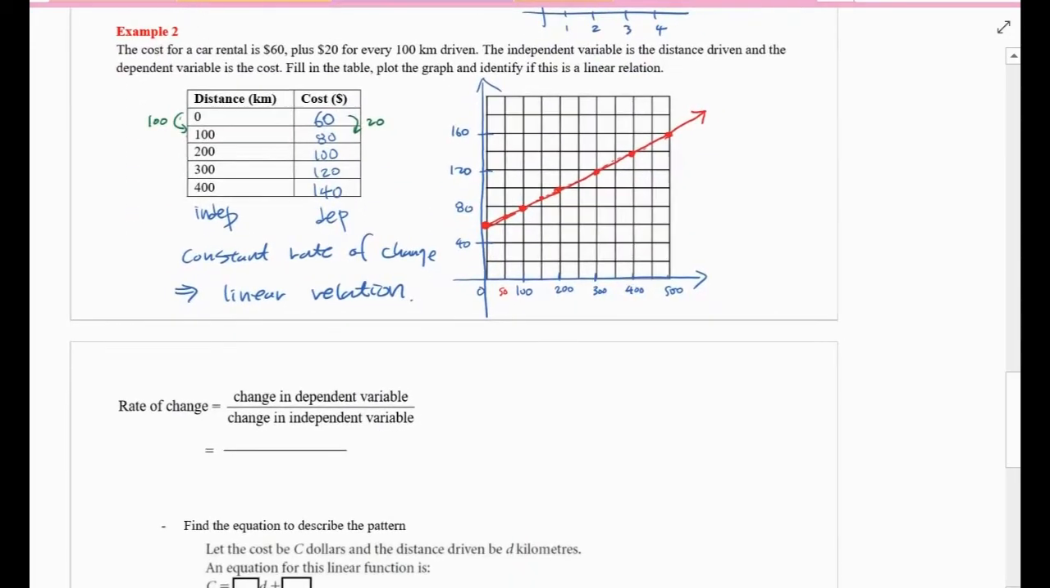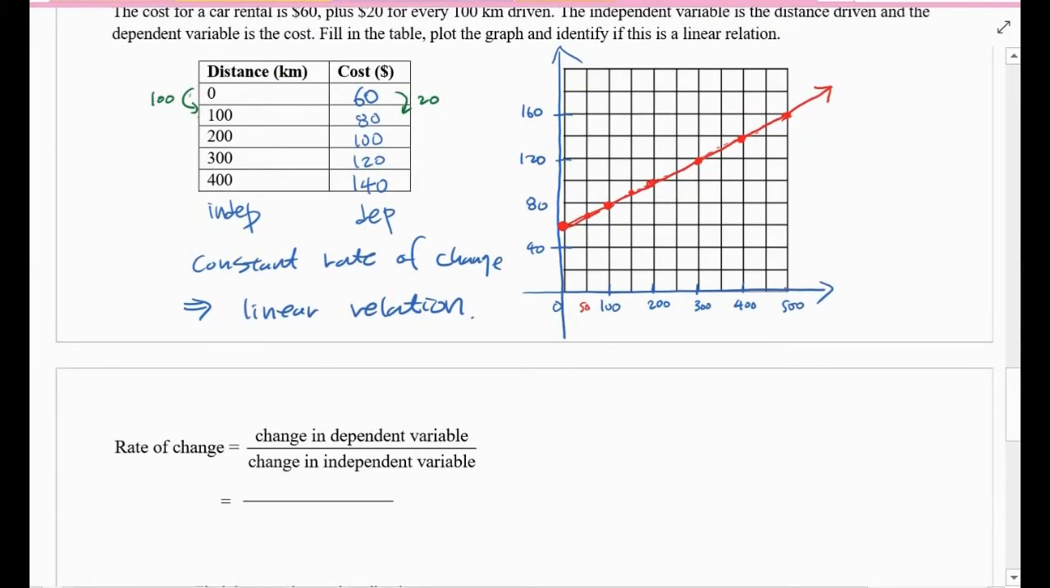Okay. And everyone, we can find the rate of change using change in dependent variable and change in independent variable. So if you look at this, the distance is increased by 100, 100, 100, 100. And the cost is increased by 20 and 20, 20, right? So change in dependent variable is 20 and change in independent variable is 100. So 20 over 100 is 1 over 5. Is that right? So this is the rate of change.